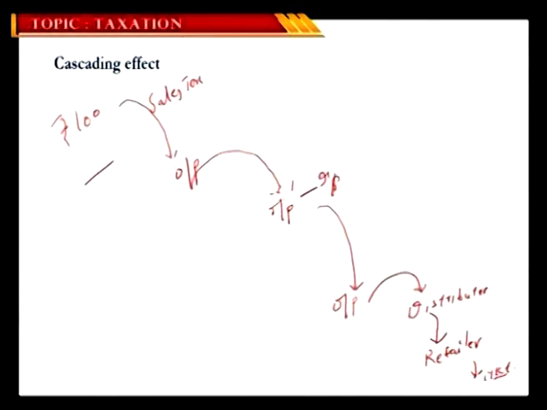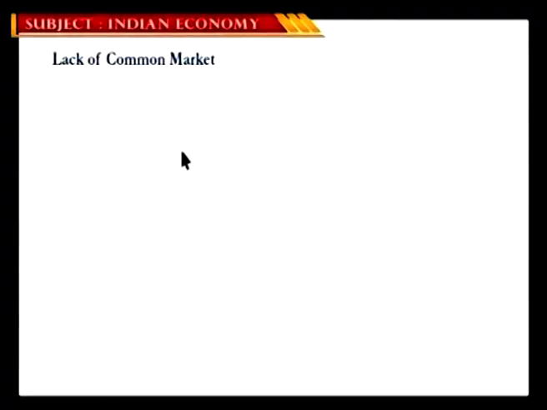Whenever the tax is computed, what forms the tax base is simply the value of the commodity along with the taxes paid in the previous stages. The more stages the product undergoes, the more is the tax burden upon the people, and that is the very common problem referred to as the cascading effect of taxes. And the second most important problem related to indirect taxes is what we call the lack of a common market.